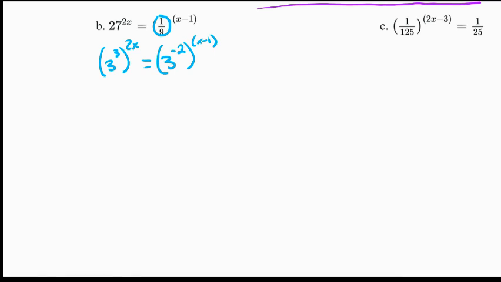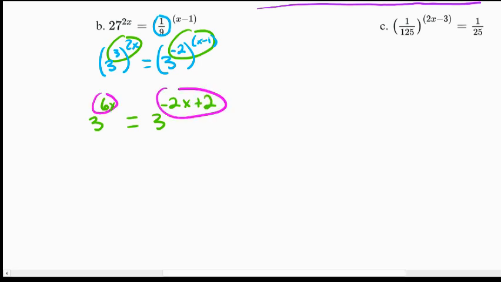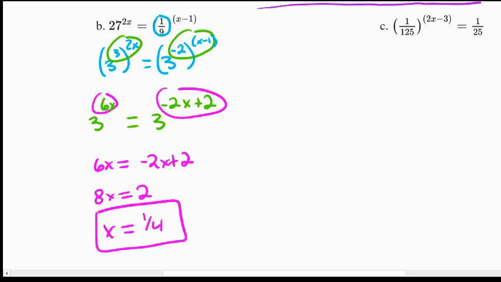So now from here, I use my power of a power rule to multiply those, and I get 3 to the power of 6x equals 3 to the power of -2x plus 2. And since I have a common base now, I set these two exponents equal to each other. Add 2x to get 8x equals 2. Divide both sides by 8, which gives me 1/4. So my x value here is 1/4.